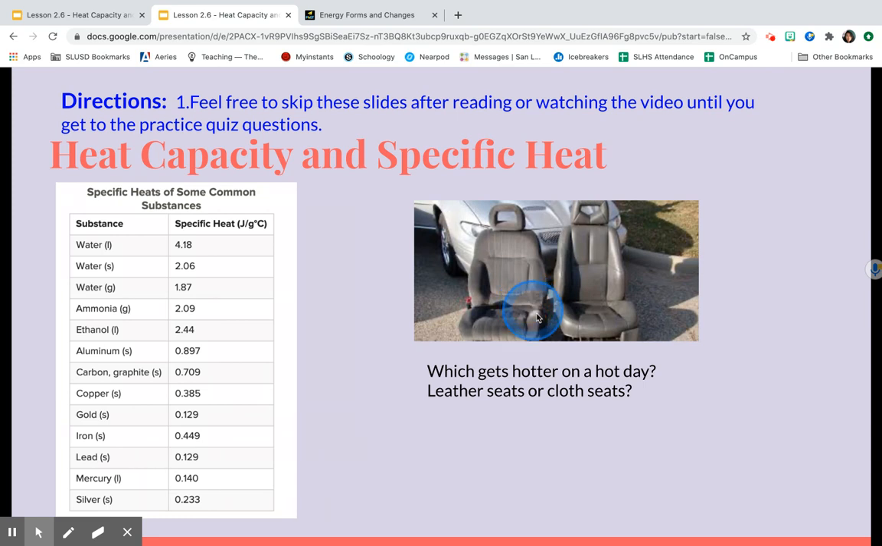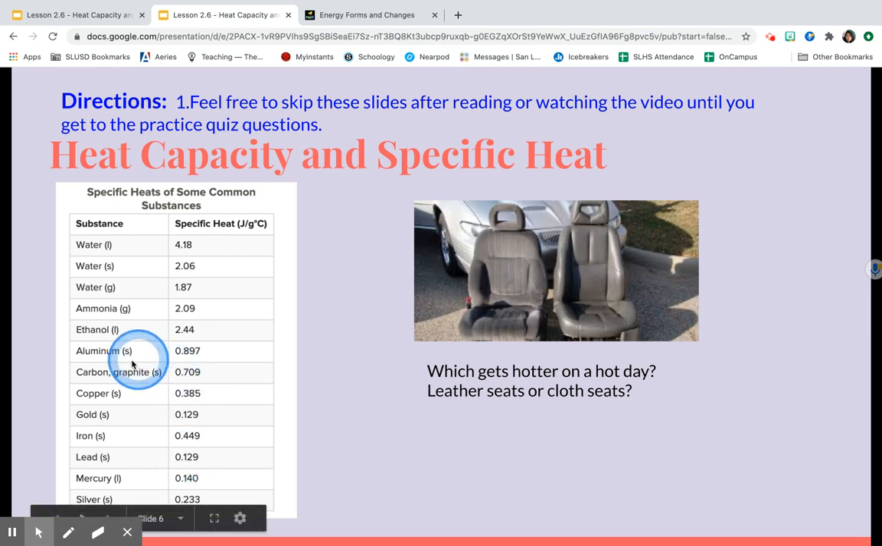So basically, what this means is that when I say leather has a lower specific heat, it just gets hotter faster, right? Anything with a higher specific heat will get hotter slower. Looking at this table, things that have a bigger number for specific heat take longer to heat up, right? Things with a lower number or a lower specific heat get hotter faster, right?